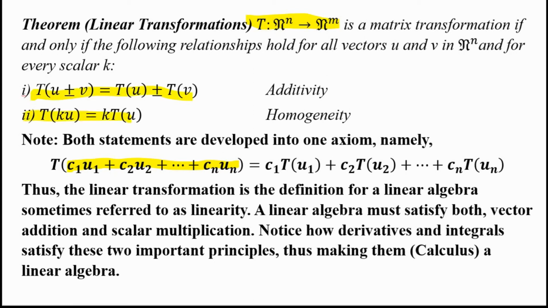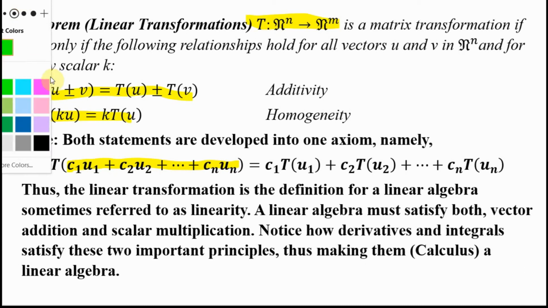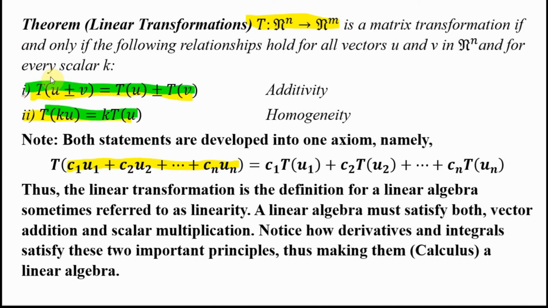Thus, this linear transformation is the definition for a linear algebra. What is the definition? It's really these two, right? This one and this one. Here I just combined them into one. Pretty cool. That is, a linear algebra must satisfy vector addition and scalar multiplication. Sometimes this is referred to as linearity. A linear algebra must satisfy both vector addition and scalar multiplication.